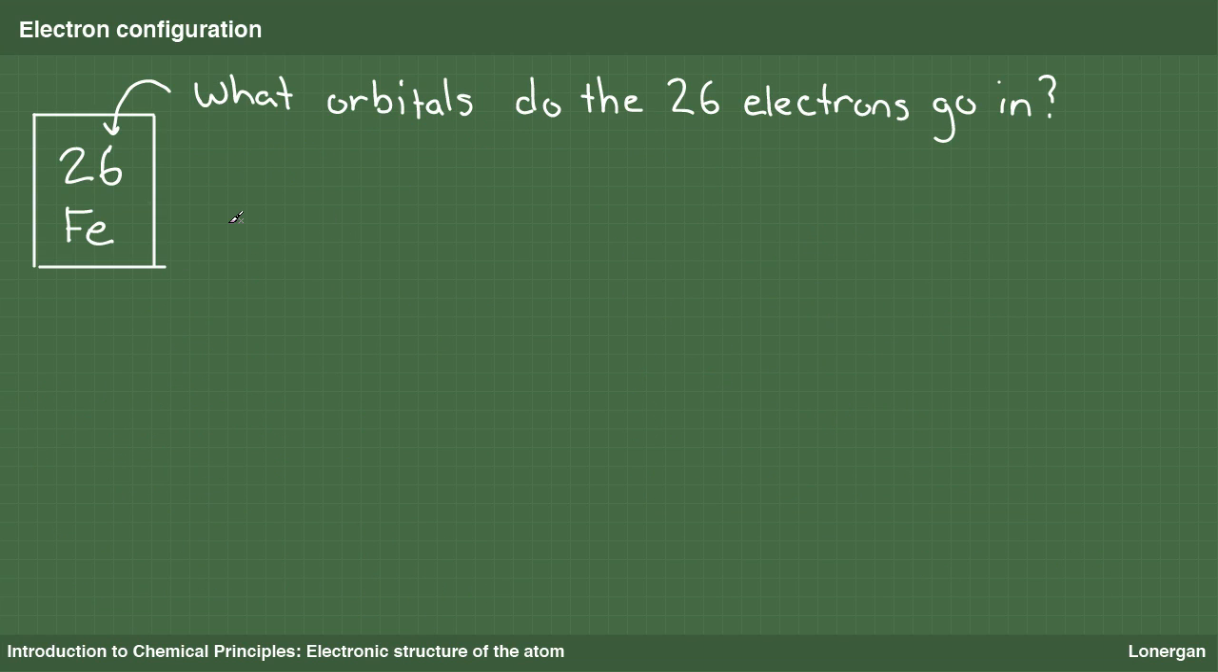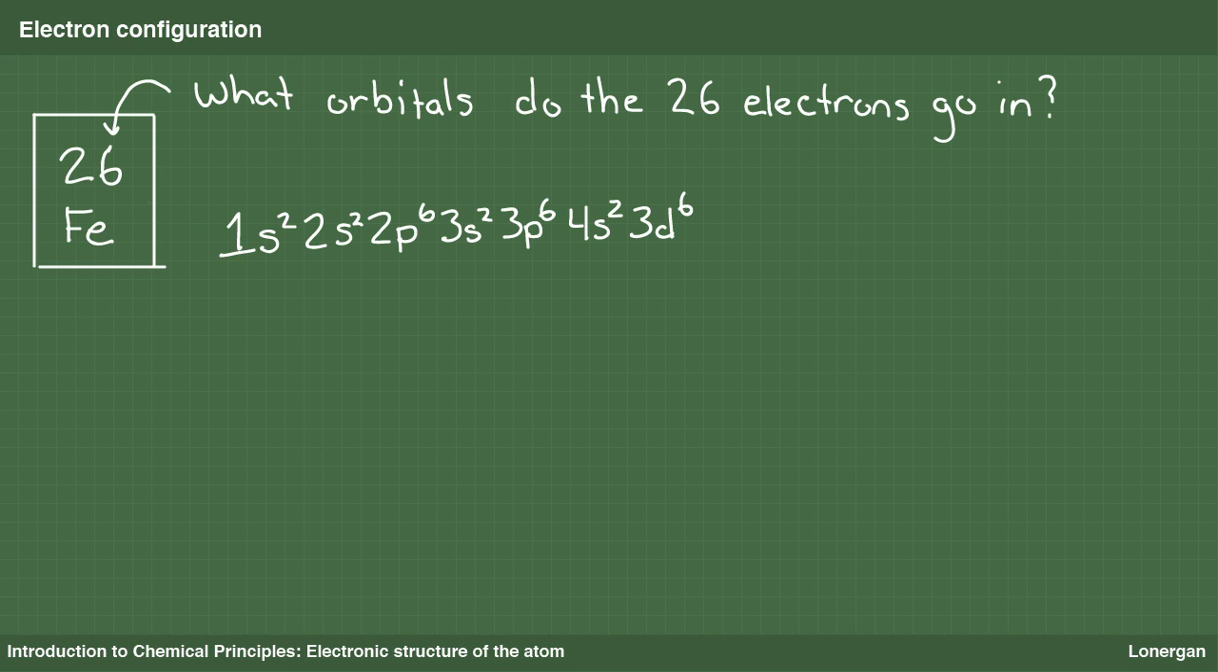Returning to our original question about iron, you should now be able to write its electron configuration as 1s2, 2s2, 2p6, 3s2, 3p6, 4s2, 3d6.